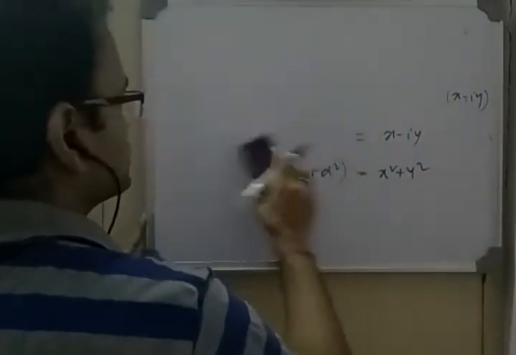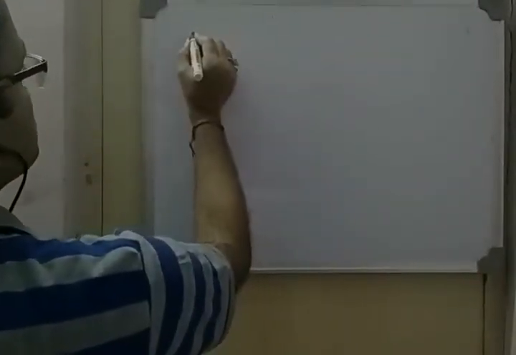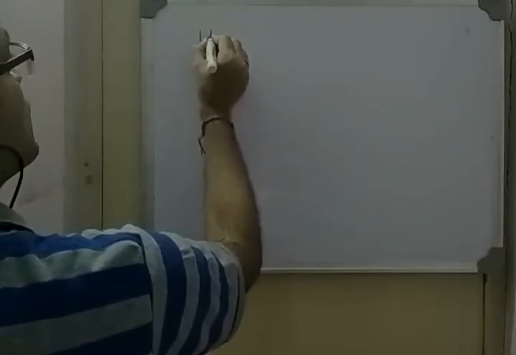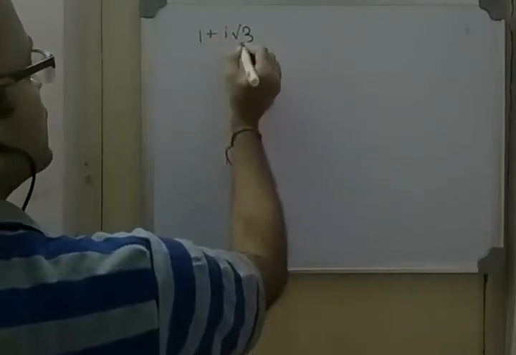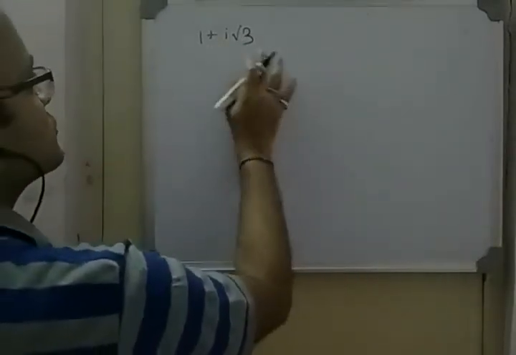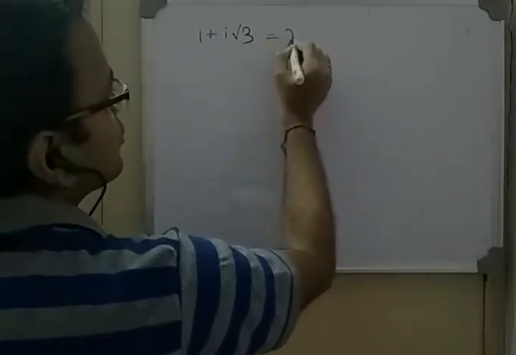Now let's take one example to represent a number like 1 plus i root 3 into modulus amplitude form. So this is what? This is x plus iy format. We need to put it in modulus amplitude form.